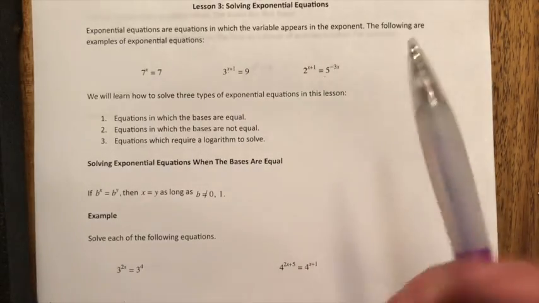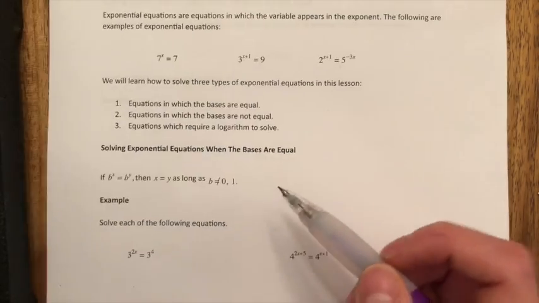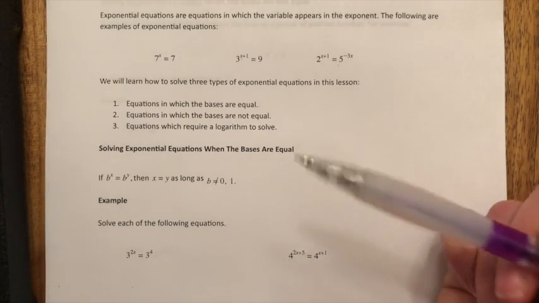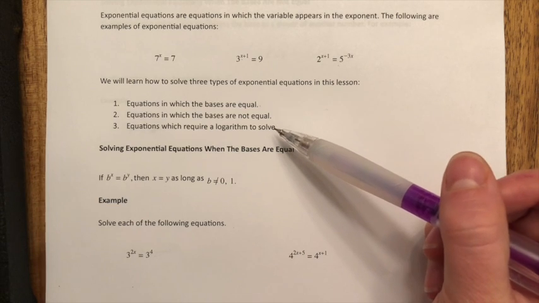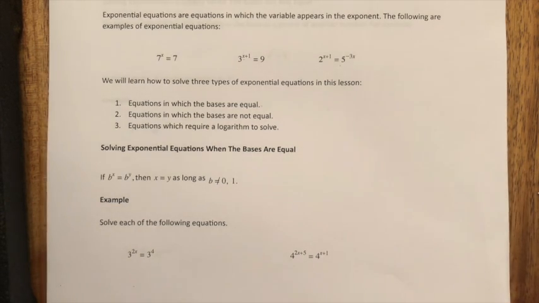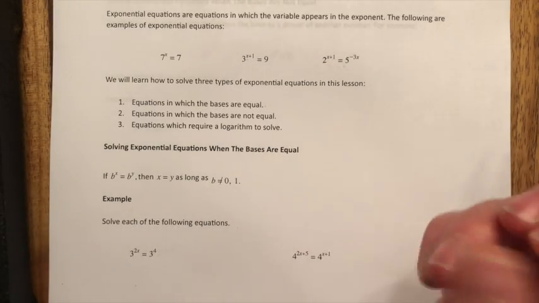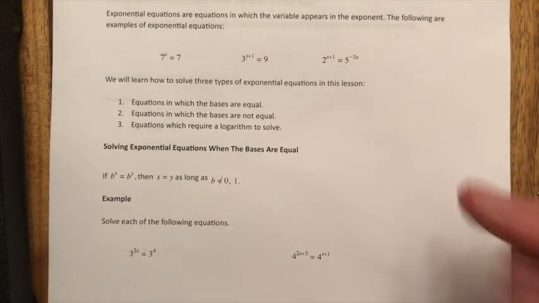So there are 3 different ways we're going to do this. Equations where the bases are equal, that's our easiest one, and that's what we're going to start with. Equations in which the bases are not equal, but we can get them to be equal. And then equations that require a log to solve. So those are our 3 things that we're going to look at.